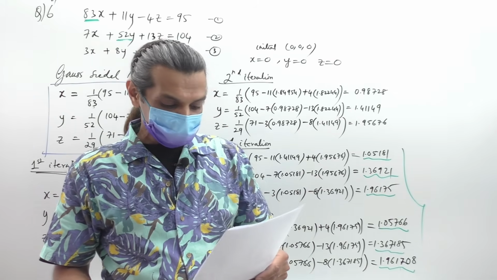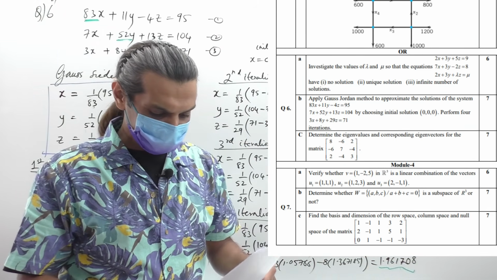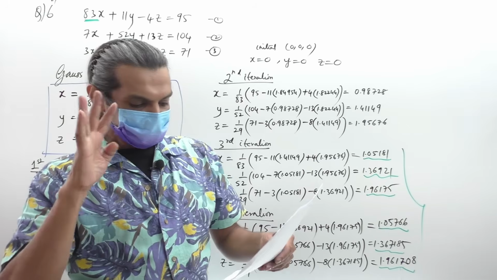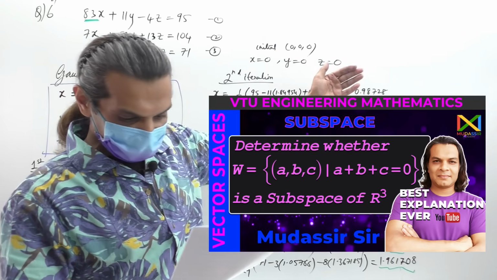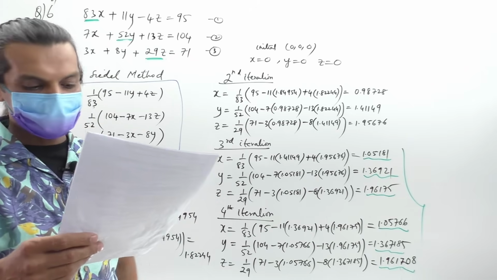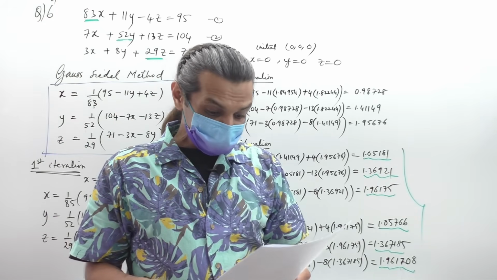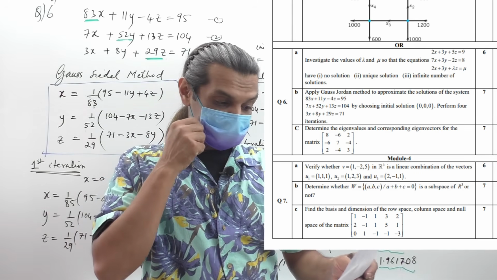Question number 7B: determine whether W equals (a, b, c) such that a plus b plus c equals 0 is a subspace of R cube or not. 7 marks question, very simple question, simple solution. This question is also solved, and the link is given in the description. Please refer to that. It is a very important question; they may definitely ask this question in the examination.